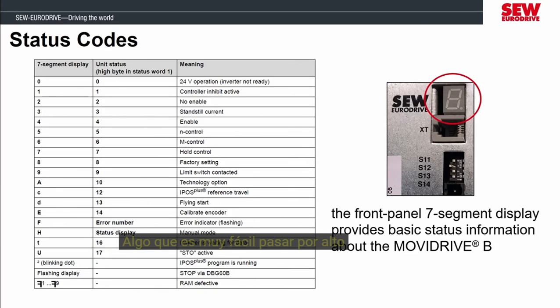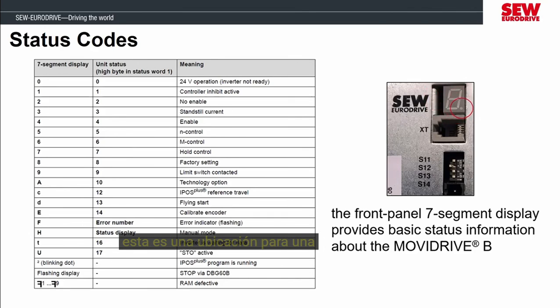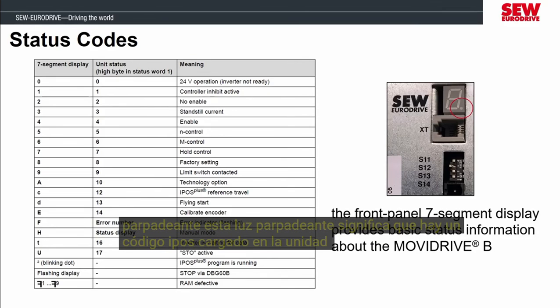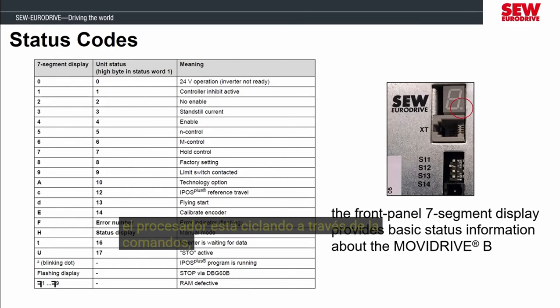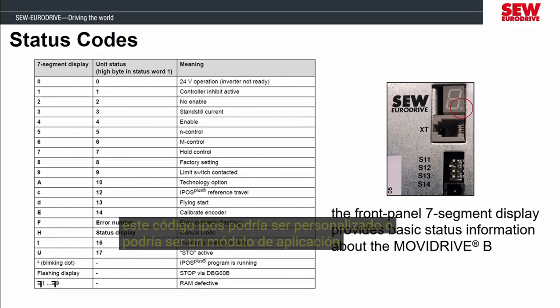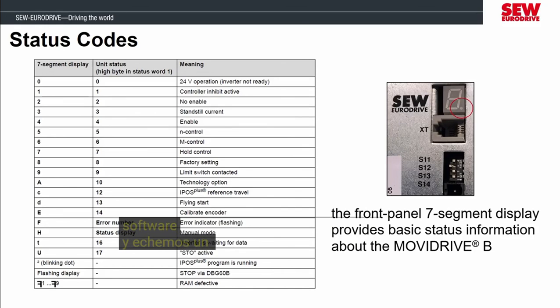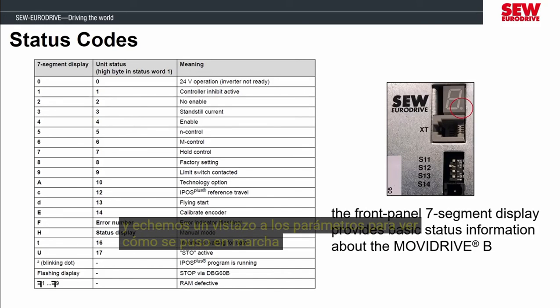Something that is very easy to overlook is in this bottom right-hand corner of the 7-segment display. This is a location for a blinking decimal light. This blinking light means that there is IPOS code loaded to the MOVIDRIVE and the processor is cycling through the commands. This IPOS code could be custom or it could be an application module. We wouldn't know what the code is unless we connected to the MOVIDRIVE with the software and took a look at the parameters to see how it was commissioned.